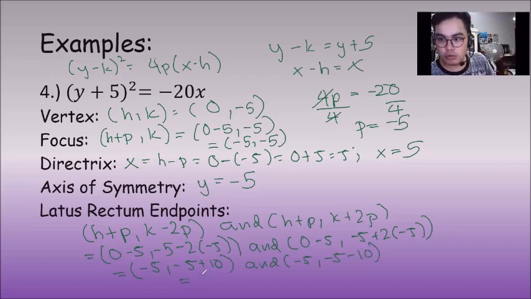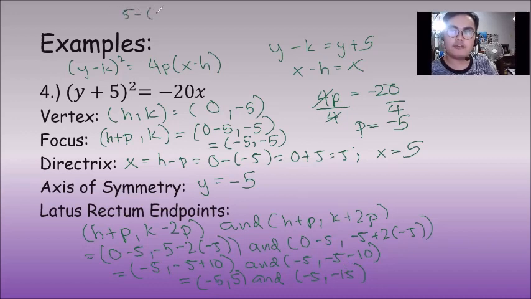Okay, so now we're going to simplify. Negative 5 plus 10 is 5. And negative 5 minus 10 is negative 15. So now we're going to find the difference between the y-coordinates. So 5 minus negative 15 is 20. So that is the latus rectum for the parabola.